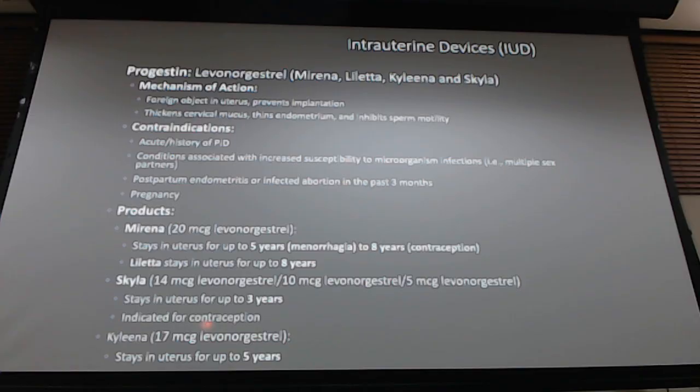Skyla, this one I can use for up to 3 years, and this is only for contraceptive purposes. And Kyleena, 5 years. Again, that's also only for contraceptive purposes. So the only one that you're using for heavy bleeding is going to be your Mirena, and that one is cut off at 5 years, and then you'll have to replace it again. So 3 to 8 years is your typical range for how your IUDs are going to be working, except for your copper, that one is 10.